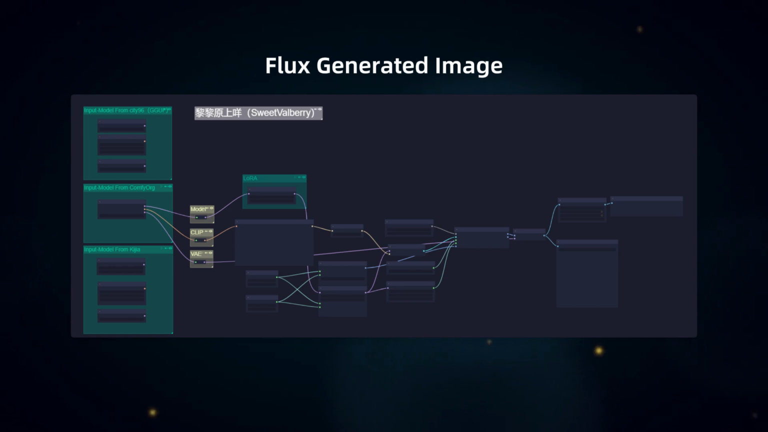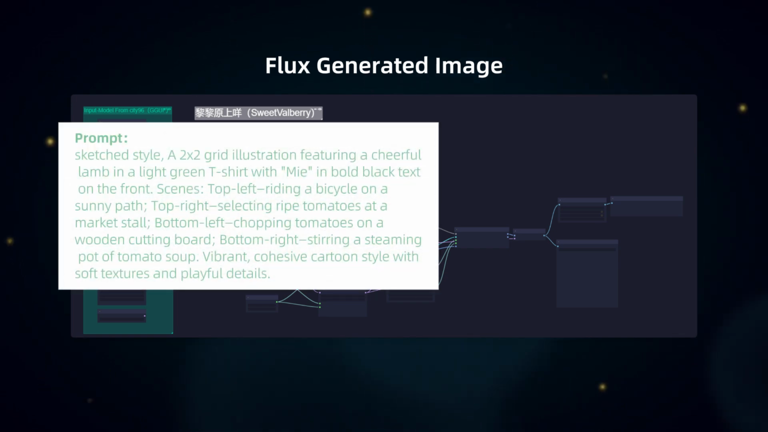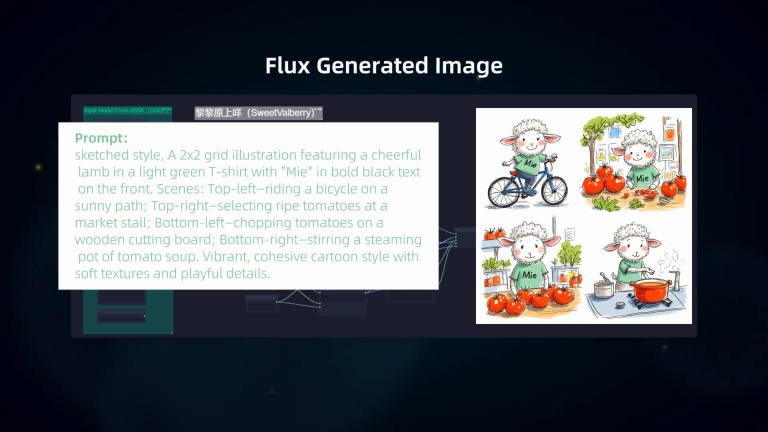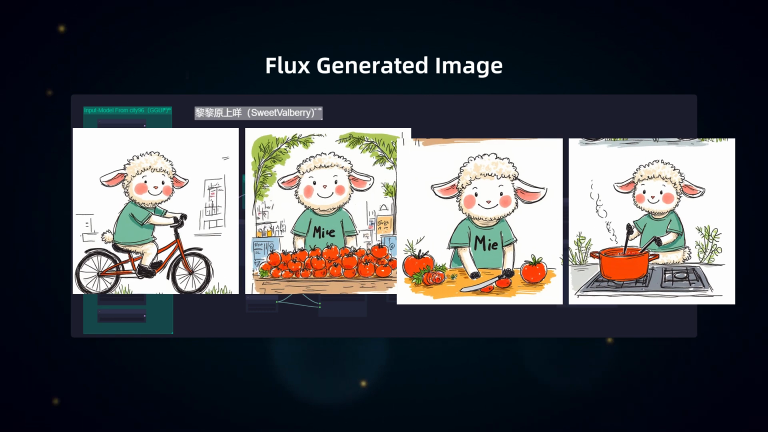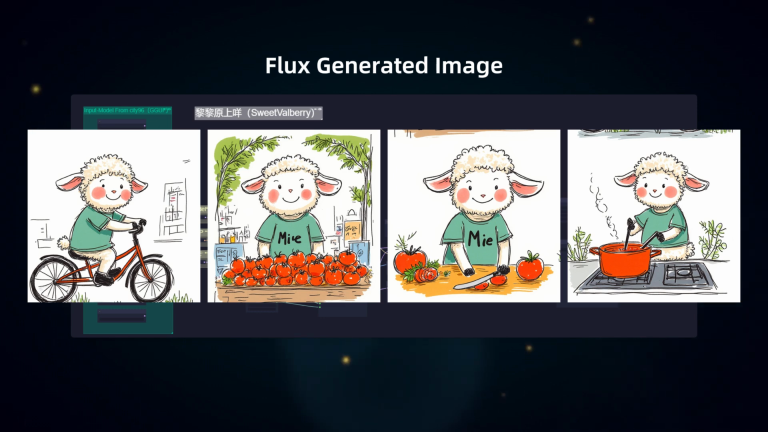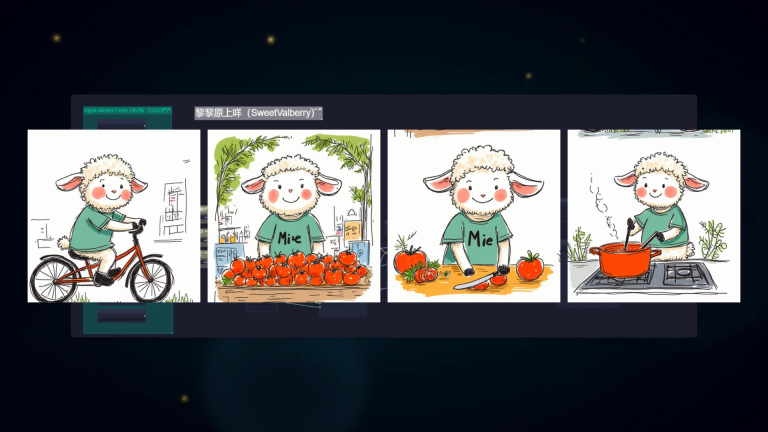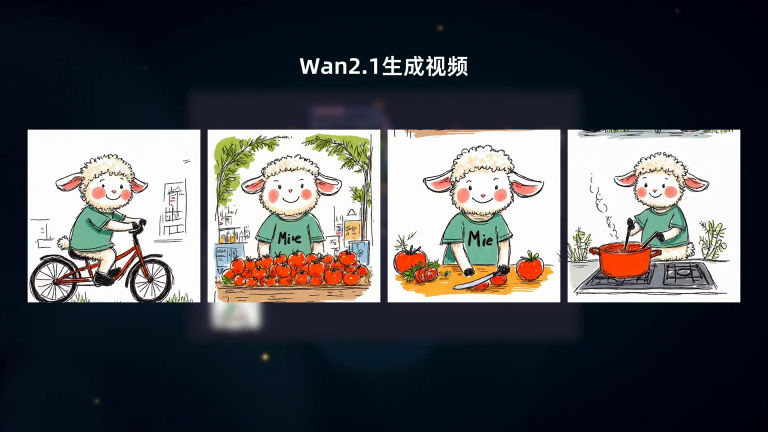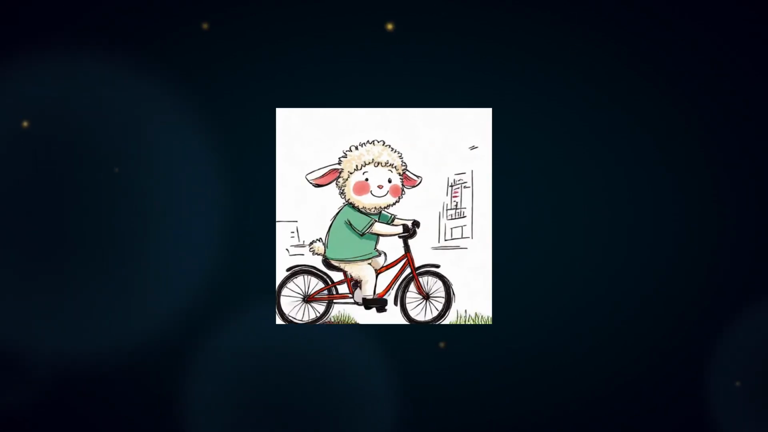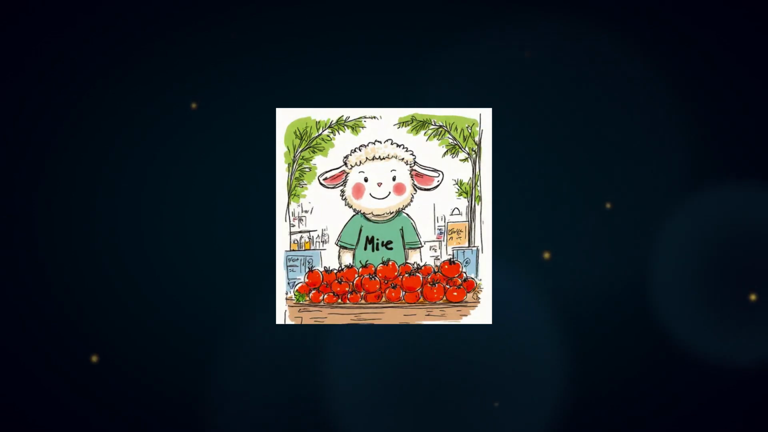Next, we open the Flux text-to-image workflow and use the generated prompt to create images. It might take multiple tries to get a satisfactory result. Then, we split the image into 4 panels using a tool or plugin, obtaining 4 initial frames. Each frame is processed in Wan's image-to-video workflow to generate 4 short clips. Once combined, we have a complete short story.